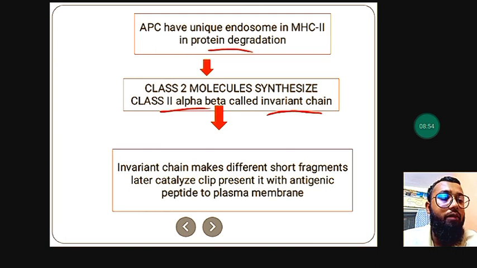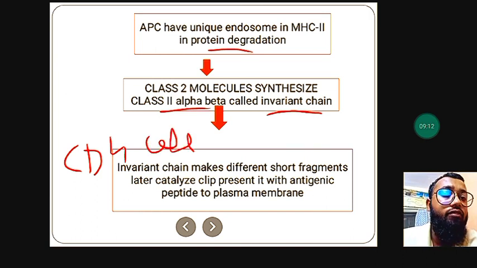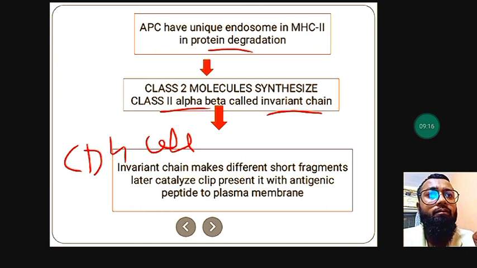And this CLIP is presented with the antigenic peptide to the plasma membrane, and when these antigenic peptides are presented at the plasma membrane, they evoke the immune response by evoking the CD4 cell, and this CD4 cell then leads to the production of specific antibody against this antigen.